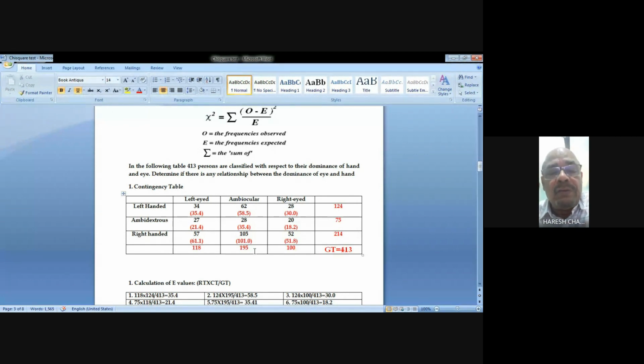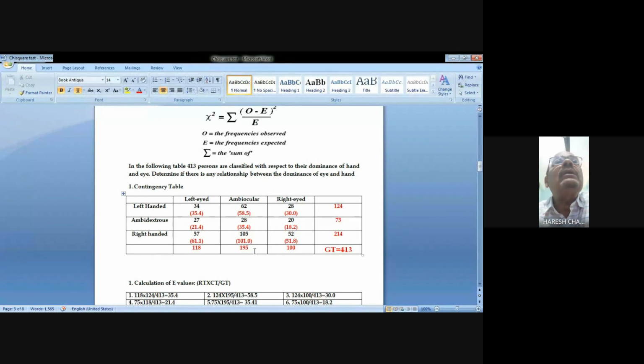If this is the situation, now you may have a question. Is there any connection between eyedness and handedness? Does eyedness determine handedness or does handedness determine eyedness? If this is your question, you want to find out the answer to this question, whether eyedness and handedness are related, then what you can do.